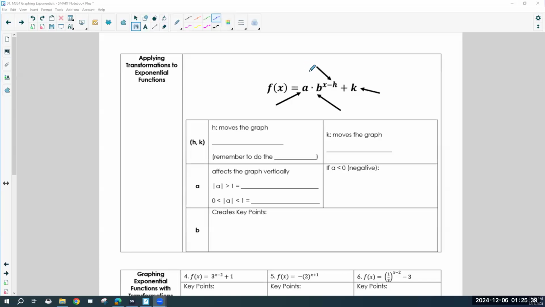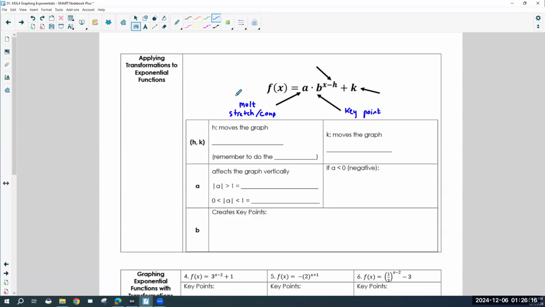Okay, so this is the second page of your 3.4 graphs of exponential functions notes. And when you look at this general form of the equation, the a is still the same old multiplier that it used to be. So that's going to make the graph either stretch or compress, just like it did before. Now, one of the nice things that you get to not worry about is b is now your key point maker. Okay, so does it reflect or stretch? No, it makes the key points.